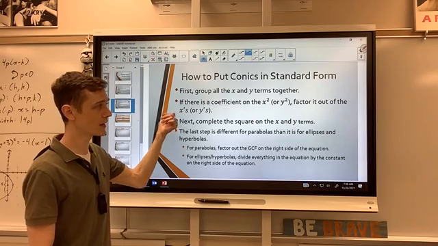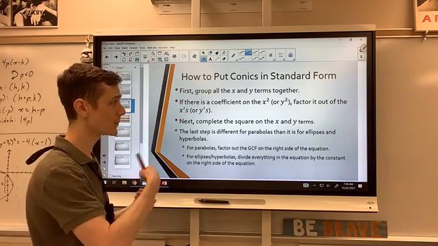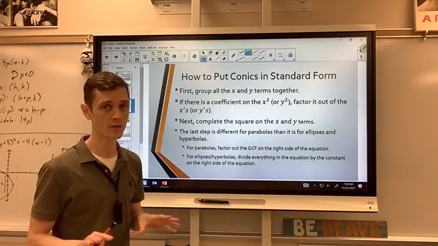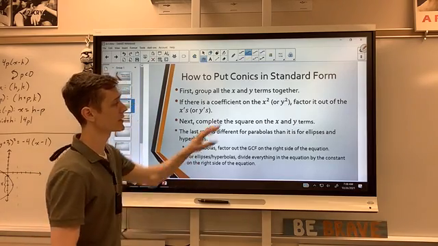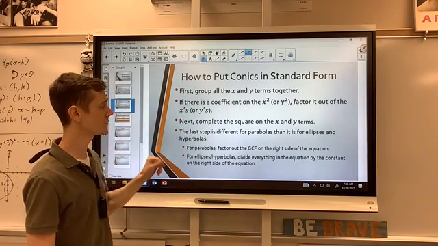Next, I look for any coefficients on the x squareds and y squareds, because you can't complete the square if there's a number attached to that x squared or y squared on those terms. It doesn't matter on the other variables, the x to the first power and y to the first power. But on the x squared and y squared, there cannot be a coefficient before we complete the square. So we would factor that out if there is one.